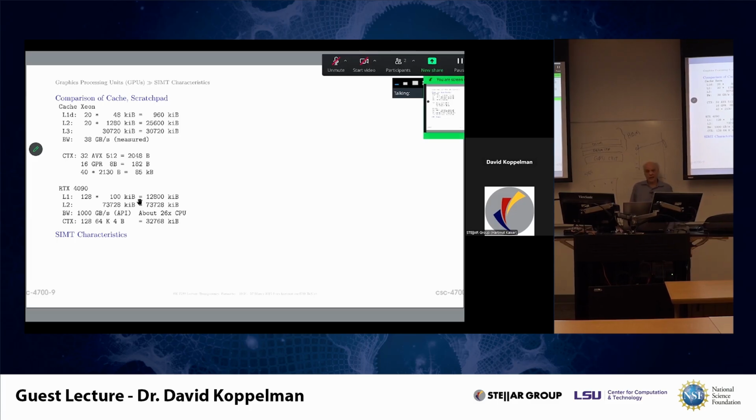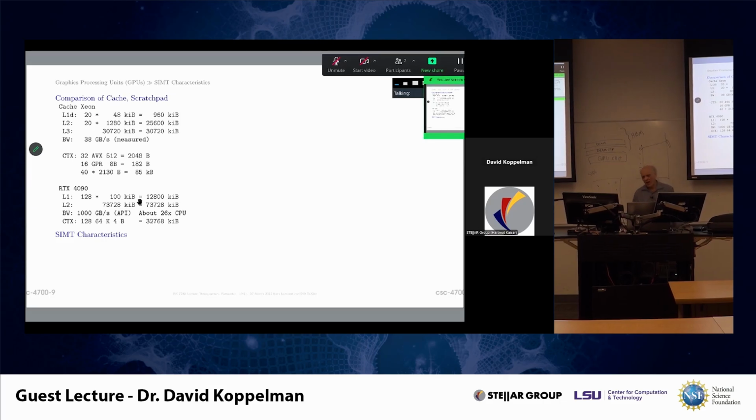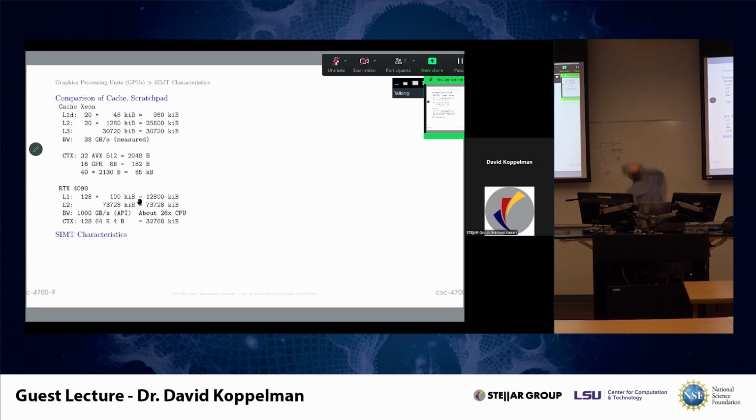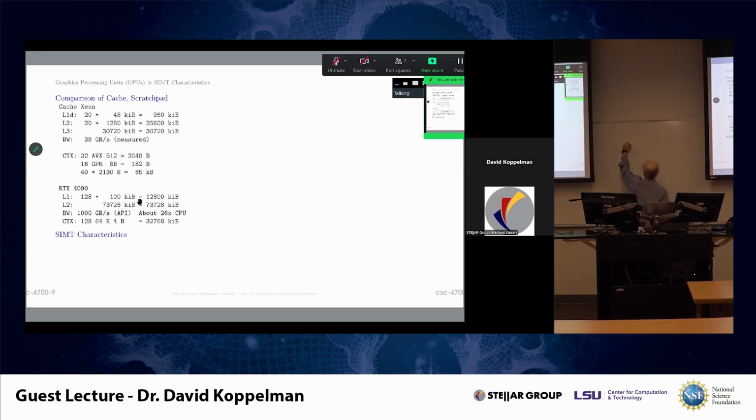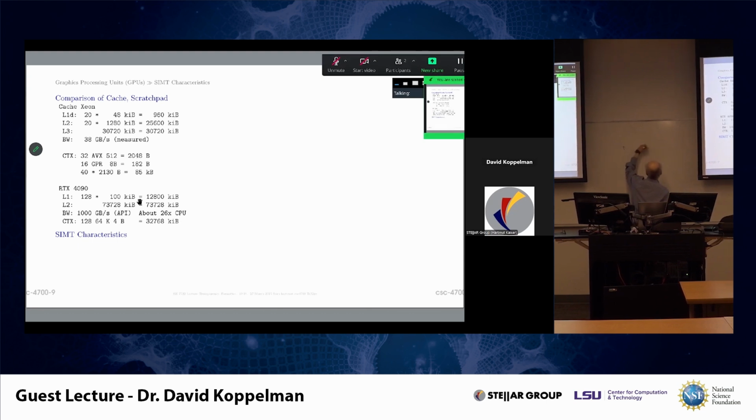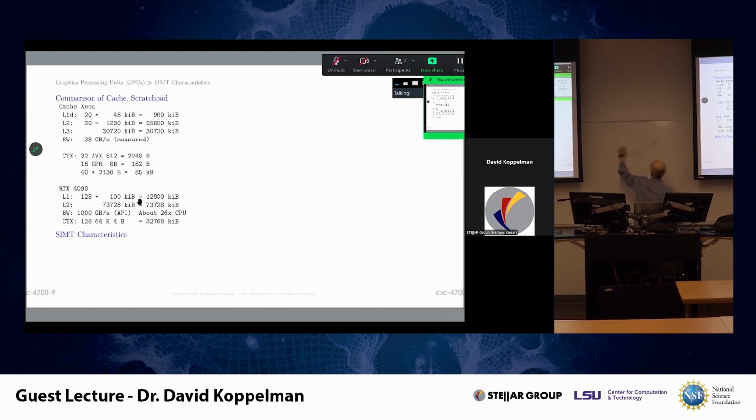So it looks like the cache is bigger on the GPU, right? But there's a difference. The GPU has much higher floating point throughput. So what I want you to do is think about a calculation here. I'm just going to draw random calculations. This is not doing anything in particular.